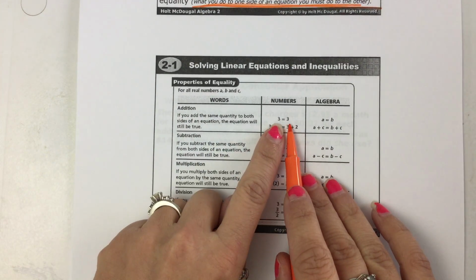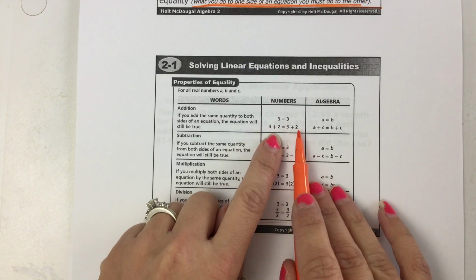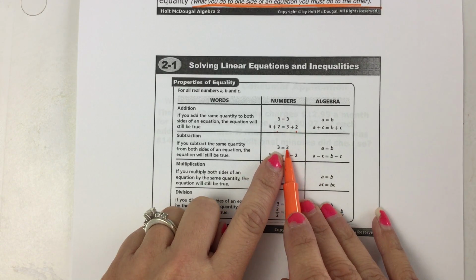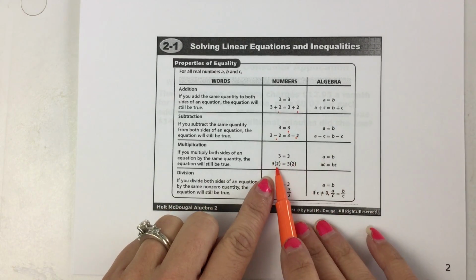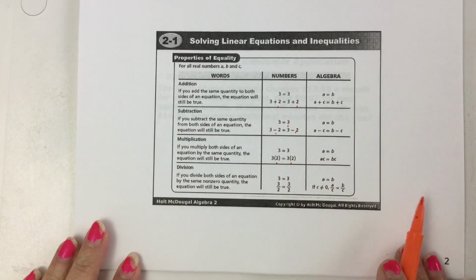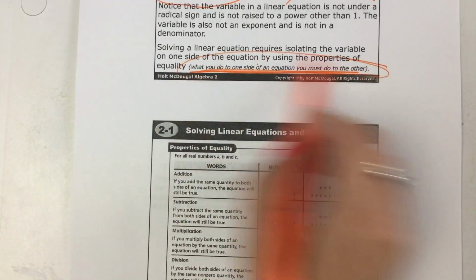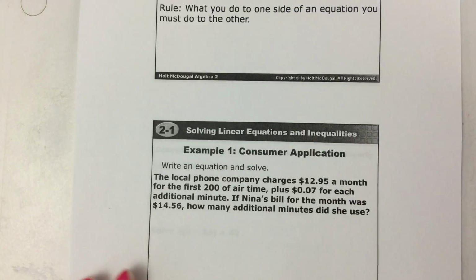What this means is what you do to one side, you must always do to the other. So here, if I have 3's on both sides, in order to keep it equal, if I add a 2 here, I also have to add a 2 here. If I have 3's again, if you minus 2, what you do to one side, you have to do the other. If I multiply by 2, I have to multiply the other side. If I divide by 2, I have to divide the other side. Big rule. What you do to one side, you must always do to the other.